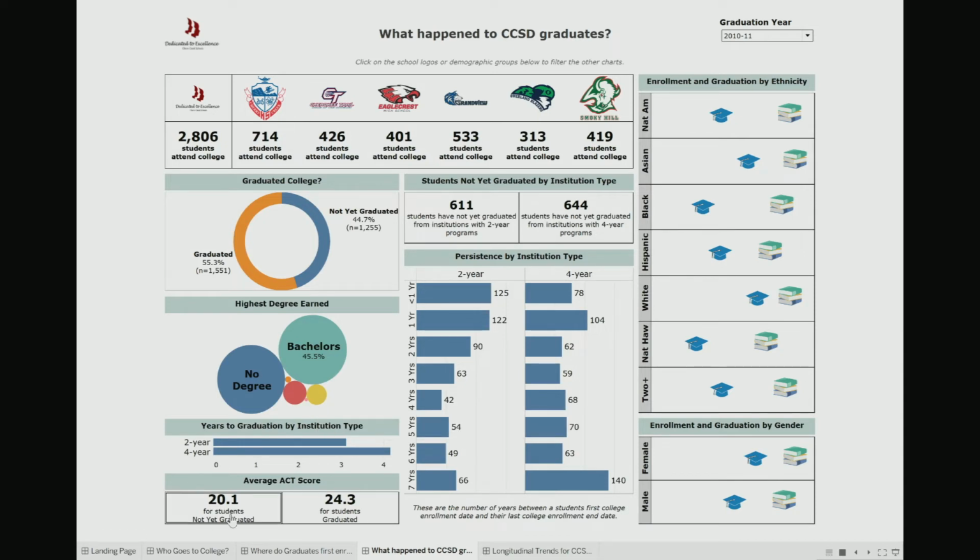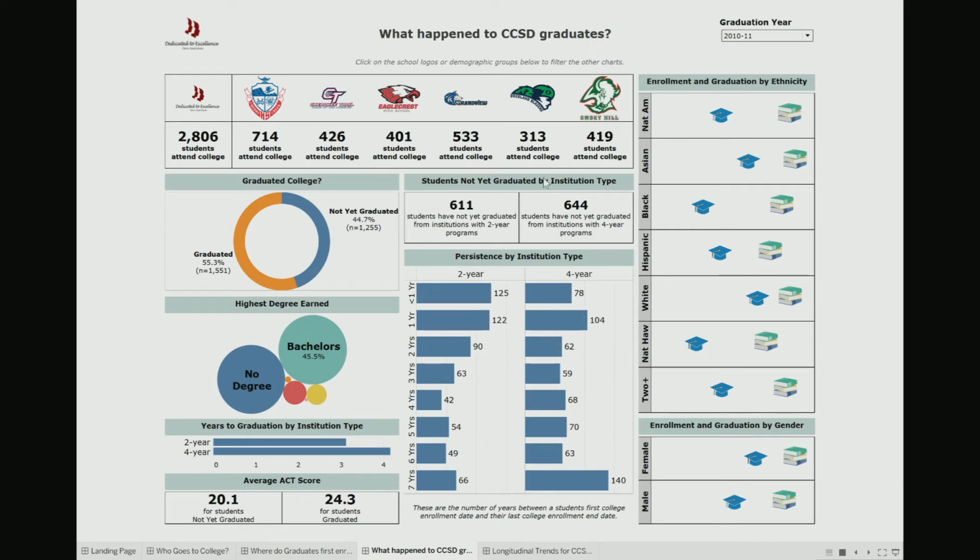You can see then the average length of time to graduation by institution type. It's just over 3 years for kids who first enroll at a 2-year institution. And kids who enroll in a 4-year institution are a little bit more on time. It's just over 4 years. You can see that there is a difference in ACT score between college graduates and those who haven't graduated. So another 4-point difference.